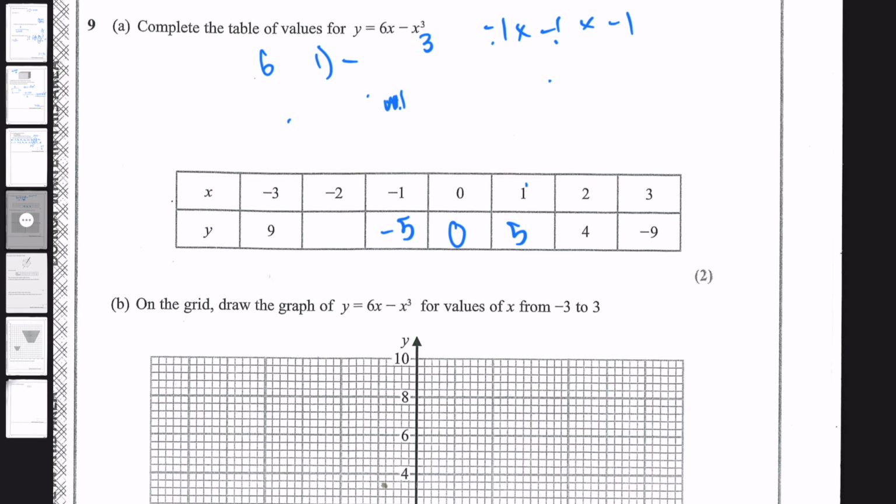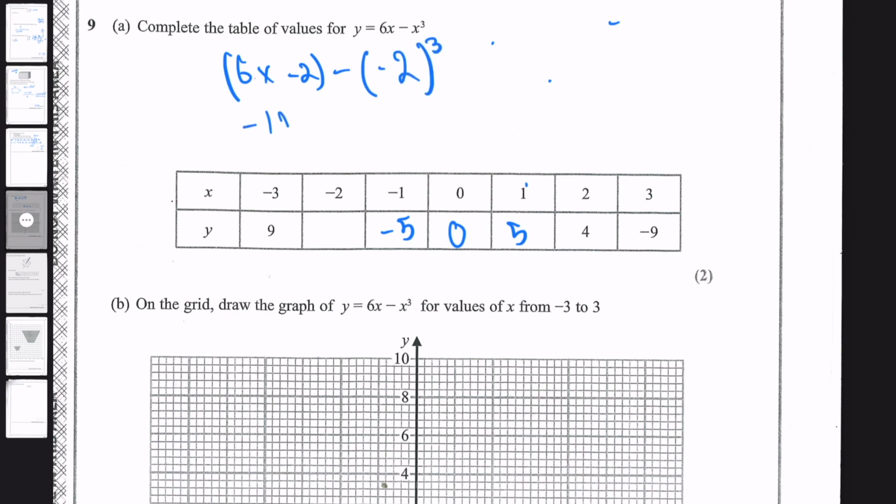And then similarly for the last one, we're going to substitute minus 2 into the x value. So it's going to be 6 times minus 2, take away minus 2 cubed. 6 times minus 2 gives you minus 12. Take away minus 2 cubed, which is minus 8. Minus 12, take away minus 8 means plus 8. Minus 12 plus 8 gives you minus 4.